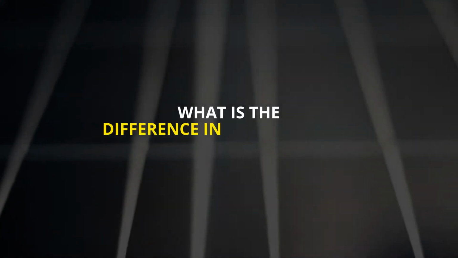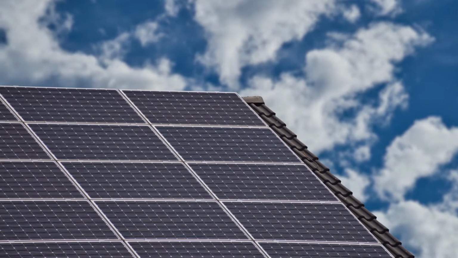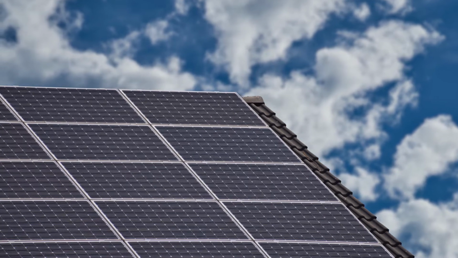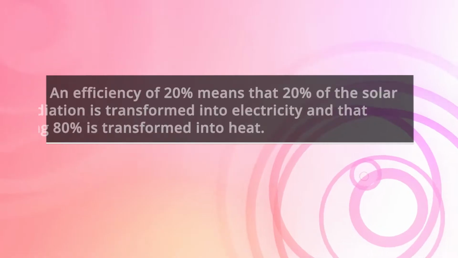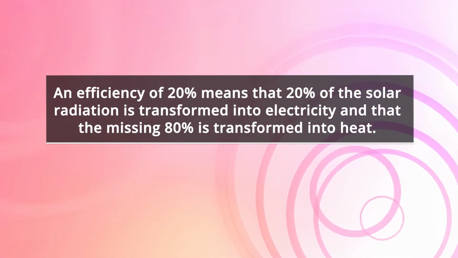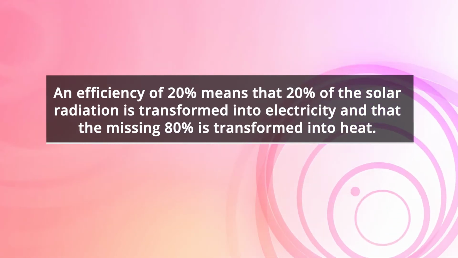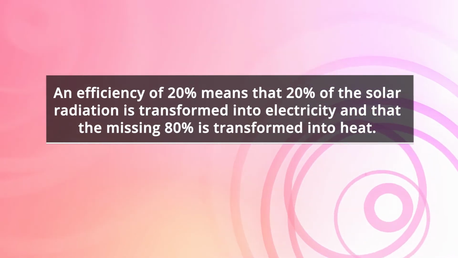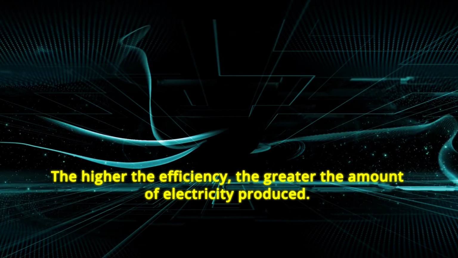What is the difference in performance of the two panels? The efficiency of a solar panel is the ratio between the amount of energy it collects compared to the amount of energy it produces, the rest being lost in heat. An efficiency of 20% means that 20% of the solar radiation is transformed into electricity and the missing 80% is transformed into heat. The higher the efficiency, the greater the amount of electricity produced.